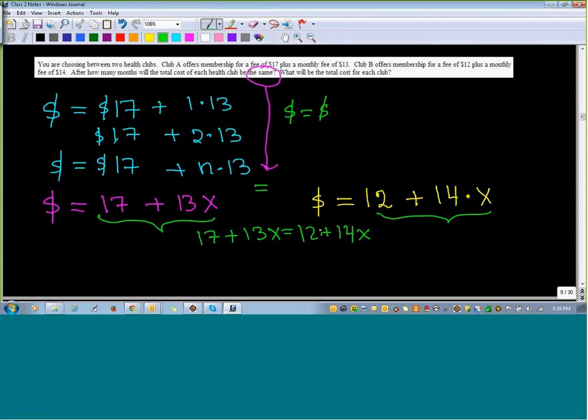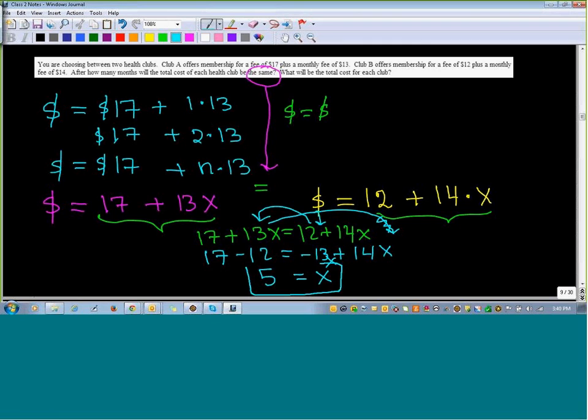So x is 5. Now, this 5 was the number of months. So make this M, which is what you found in the first question. But then the second question is coming: what is the total cost of each club at that point? You don't have to plug it into both of them, because this was the point where we found that they were equal. So if you plug it into only one of them, that's enough, right?